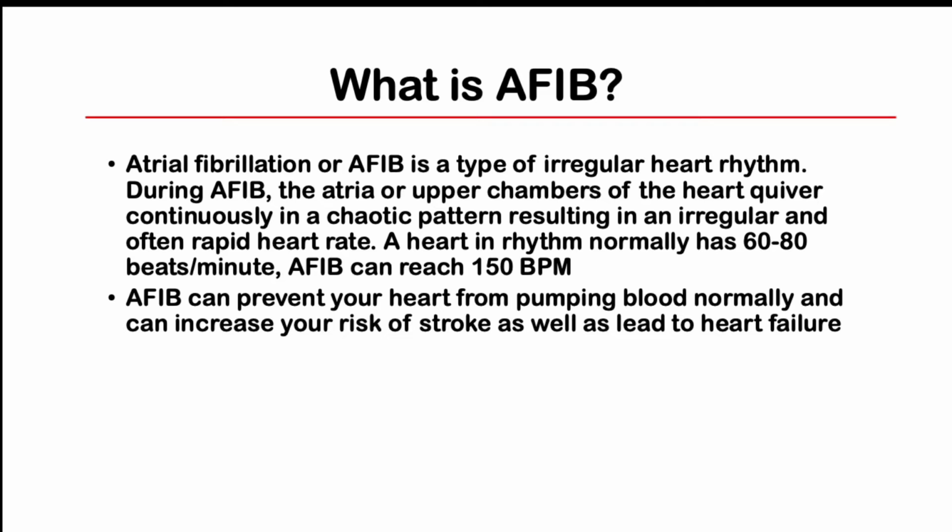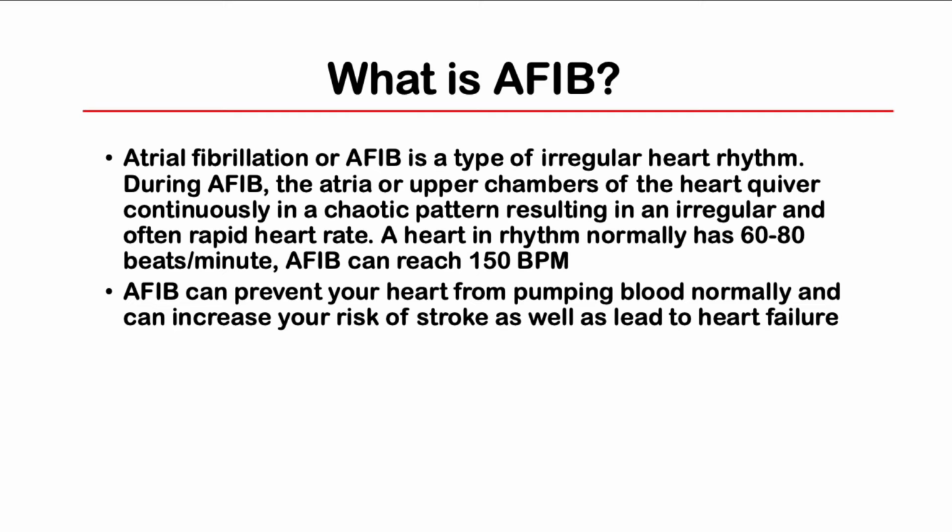AFib is a type of irregular heart rhythm. During AFib, the atria, the upper chambers of the heart, quiver chaotically, resulting in an irregular and often rapid heartbeat. This heart rhythm is caused by specific nerve bundles located in specialized cardiac cells that regulate the normal rhythm of the heart. One critical result of arrhythmia is the prevention of the heart from pumping blood throughout the body, increasing the risk of stroke as well as increasing the risk of heart failure.